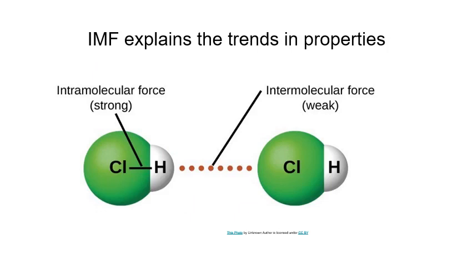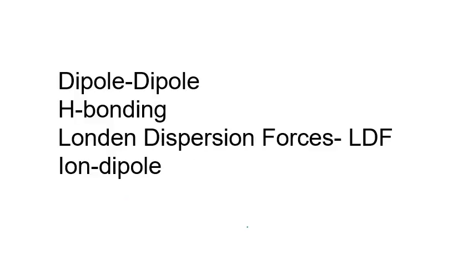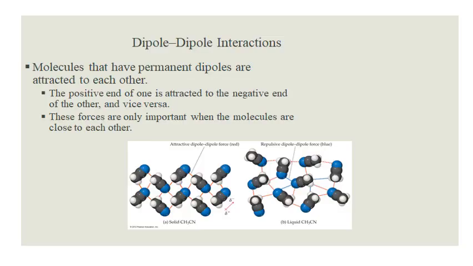The strength and type of intermolecular forces can explain the trends in melting point and boiling point and even solubilities, and it can explain many of the unique properties of water. We will discuss 4 types of IMF in this video: dipole-dipole, hydrogen bonding, London dispersion forces, or LDF in short, and ion-dipole. Dipole-dipole interaction occurs in polar molecules.